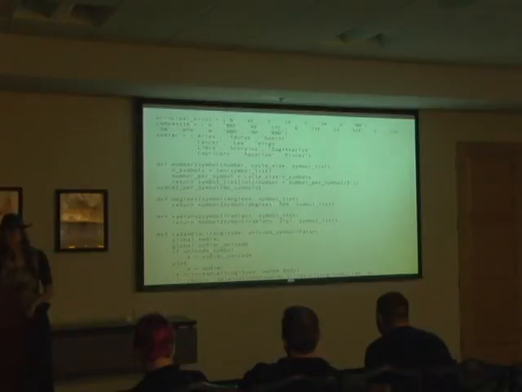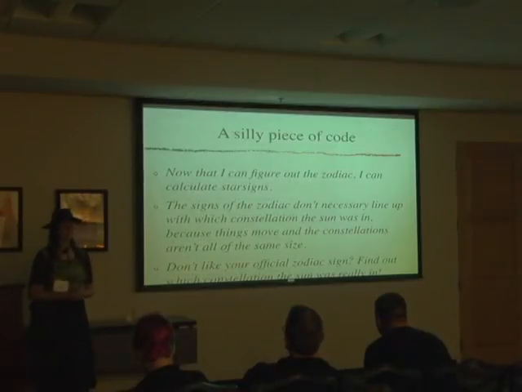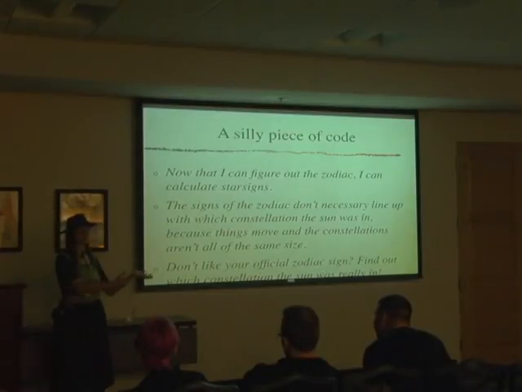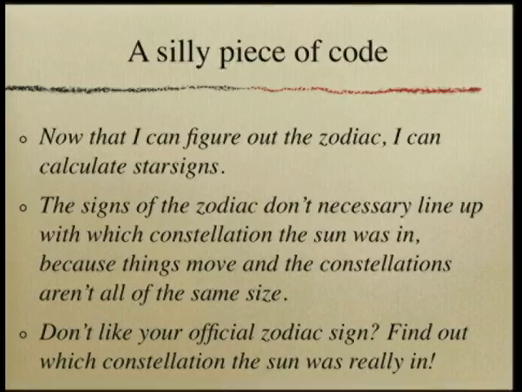So then I wrote a really, really silly piece of code. I just told you that the signs of the zodiac don't really line up with the constellations, right? So it's like, wait, so you mean my star sign doesn't actually have anything to do with what stars were there when I was born. It's just some random 30-degree chunk you made up. Well, I don't like my star sign anyway, so I'm going to get a better one.